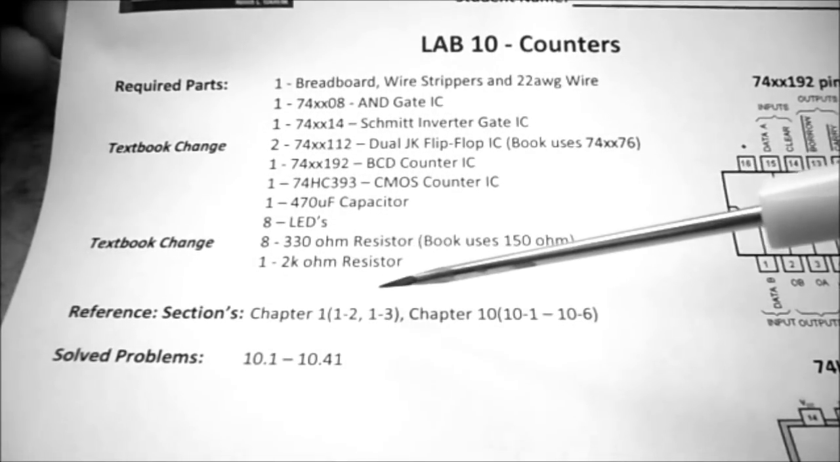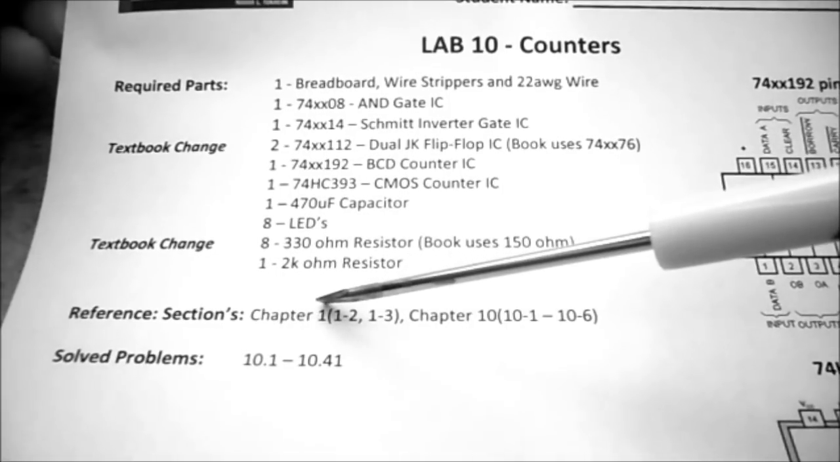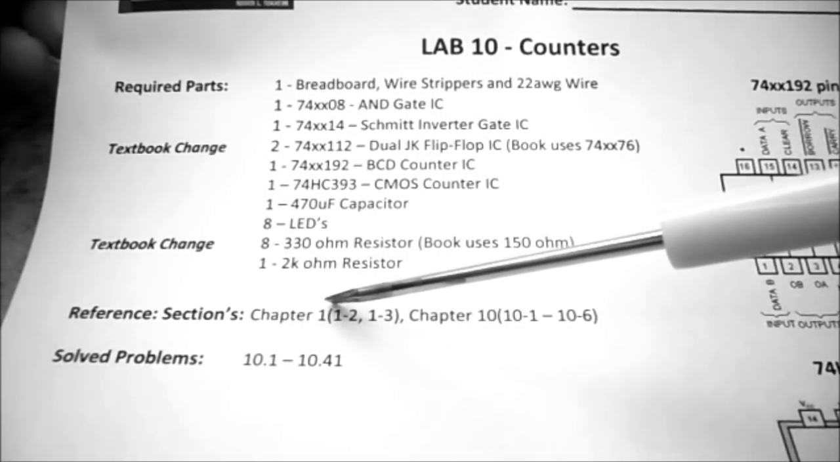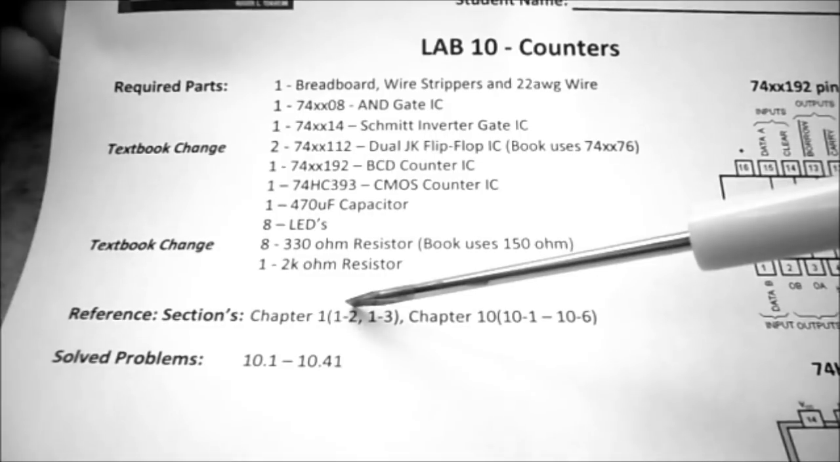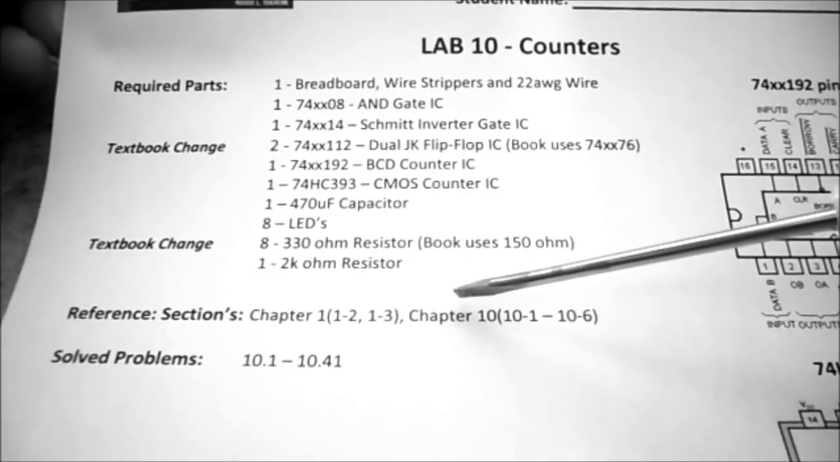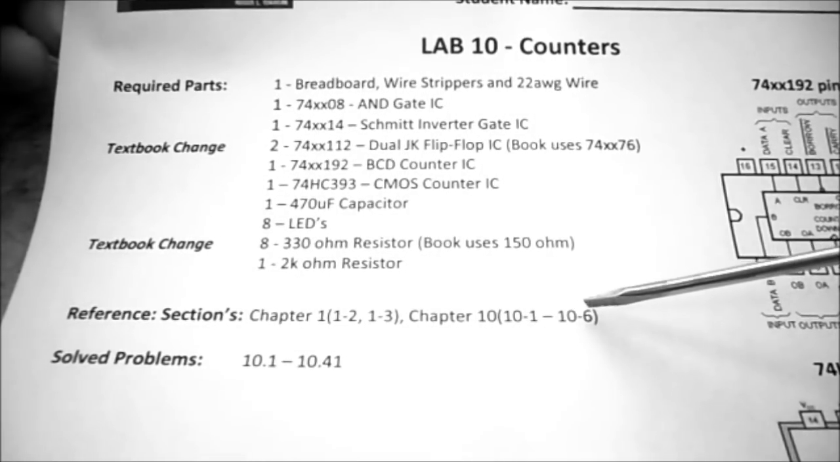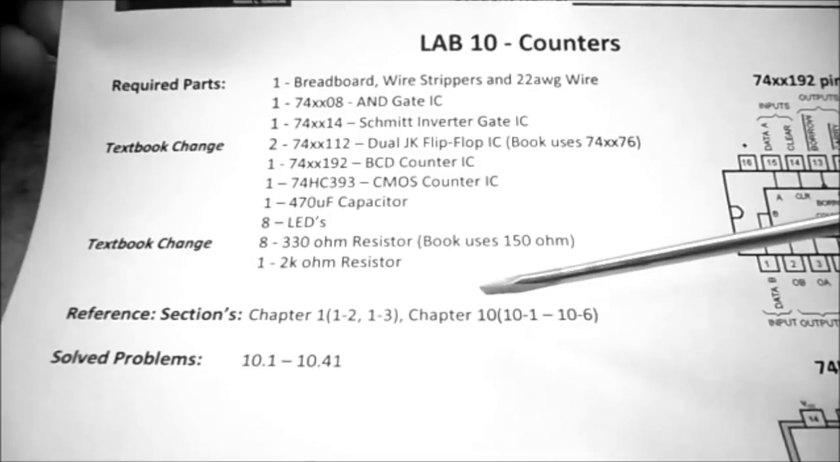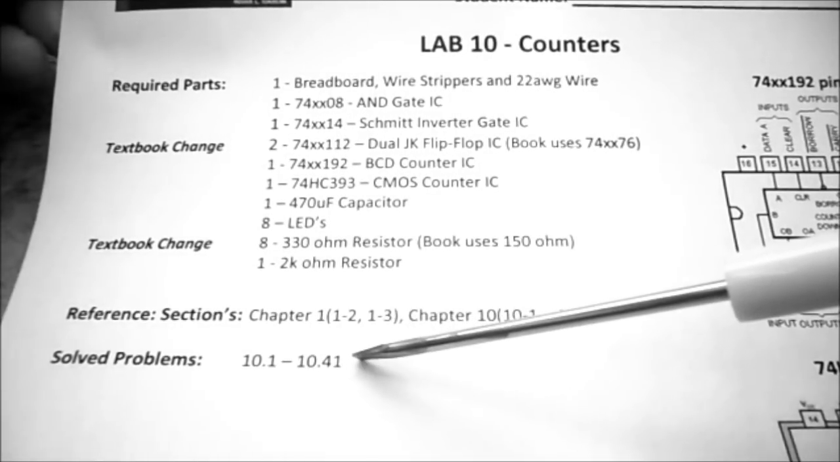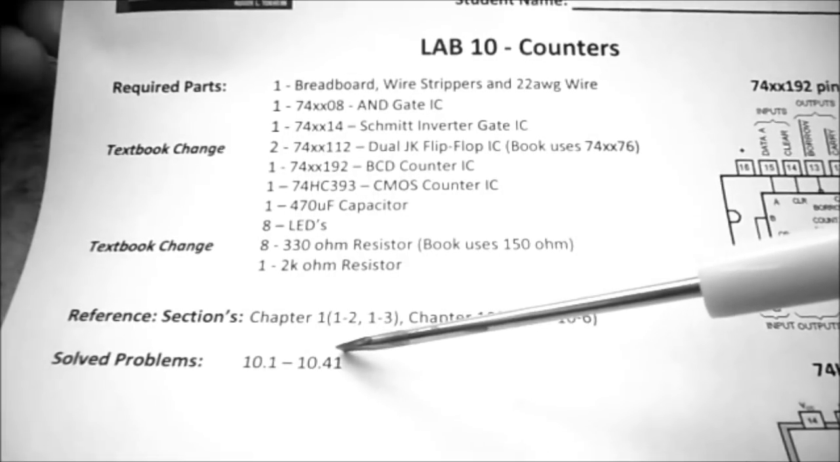So our textbook is Schaum's Outlines, Digital Principles, 3rd edition. We're going to be looking at Chapter 1, and we want to reference 1-2 and 1-3. And we're going to be looking at Chapter 10, so that's 10-1 all the way up to 10-6. When you've completed the lab, you should be able to answer the solved problems in 10.1 all the way up to 10.41.